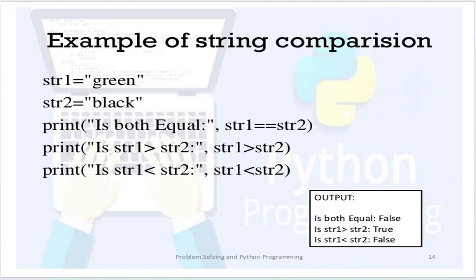Next, we'll see an example of how string comparison happens. Here, string 1 is green, string 2 is black. We're going to check whether they are equal or not. Equal to checks whether the value on the left hand side is the same as the value on the right hand side of the operator. Here, string 1 and string 2 are not the same, so False will be printed.